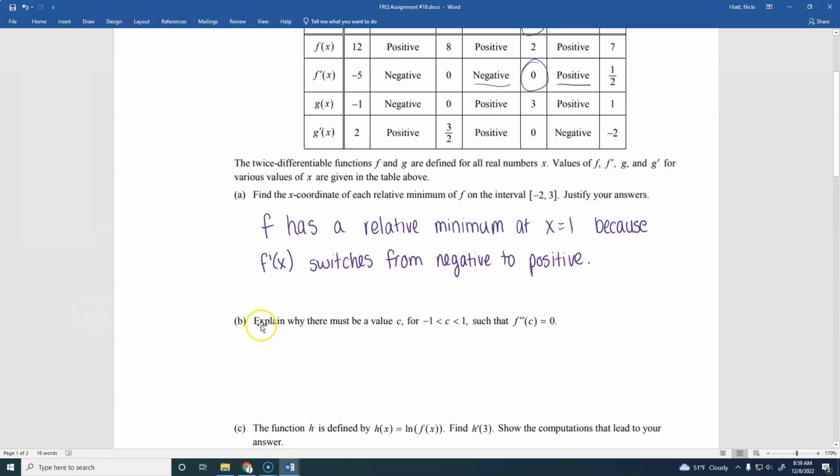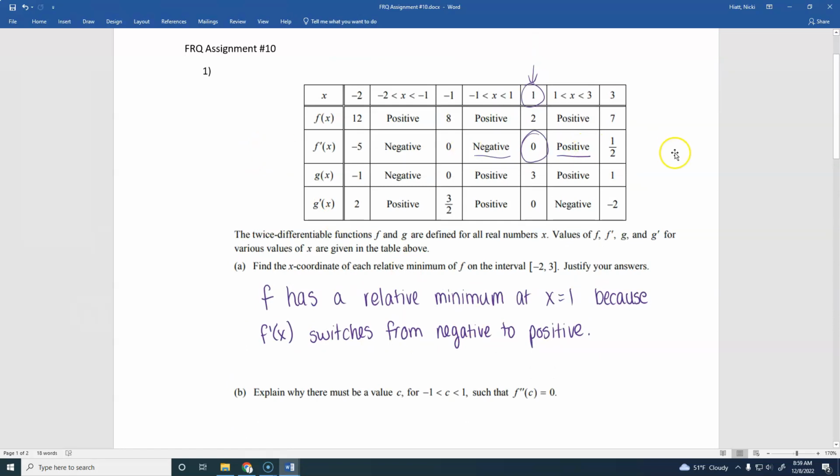All right, so for B, it says explain why there must be a value C for -1 to 1 such that f double prime of C equals 0. This is asking us about the second derivative. Do we have any information about the second derivative? No. But we do have information about the first derivative, and if we want to talk about the rate of change of the first derivative, that gives a second derivative, right? So rate of change, that's going to be our mean value theorem.